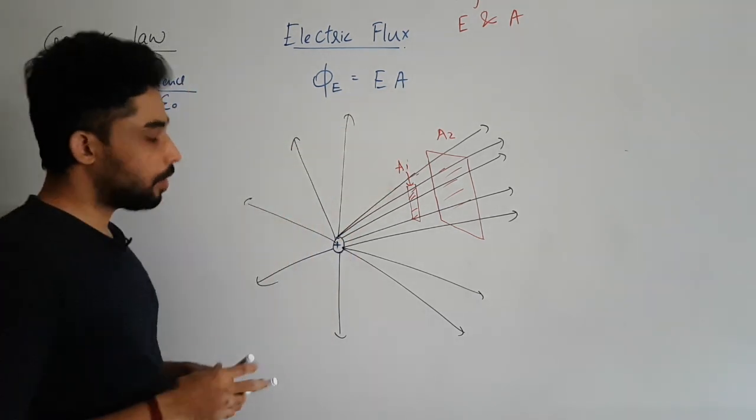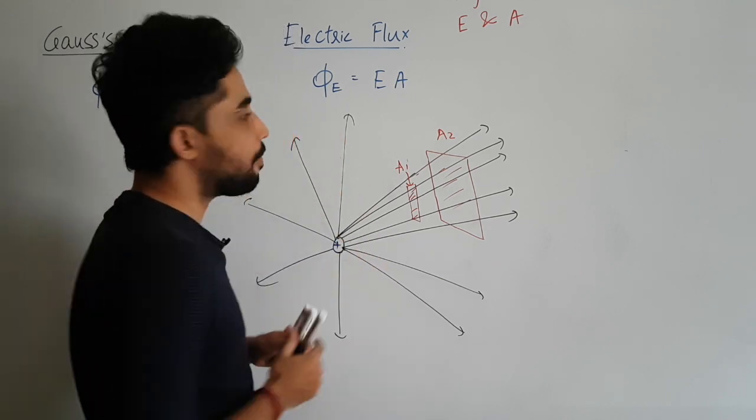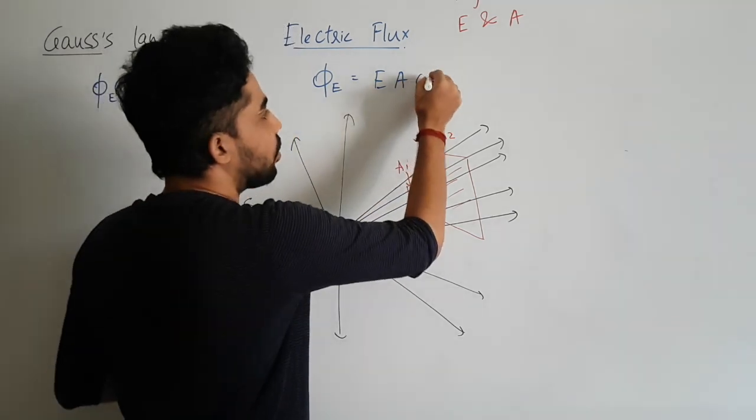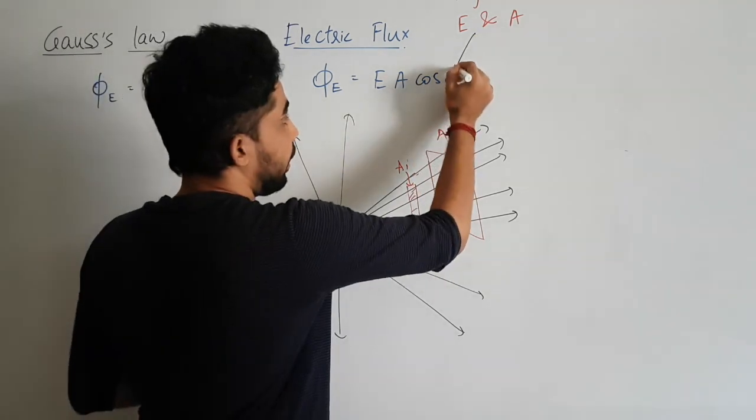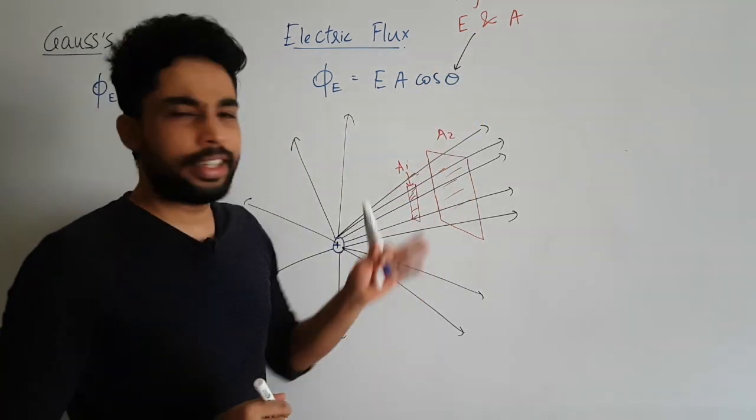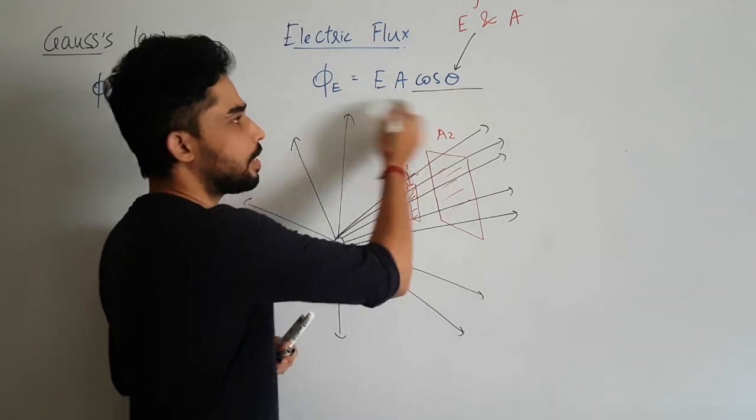So now that you know about this equation, yes, as you have noticed, I am missing a term here, that is cos theta, where theta is the angle between electric field and area. So let's understand why there is a cos theta term in this equation.